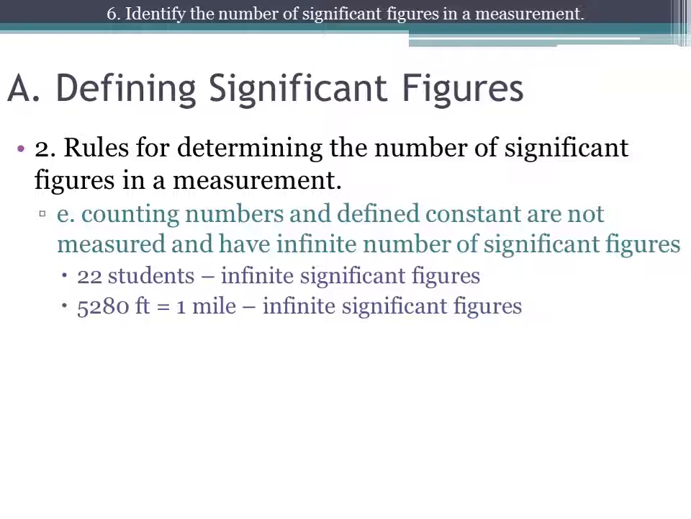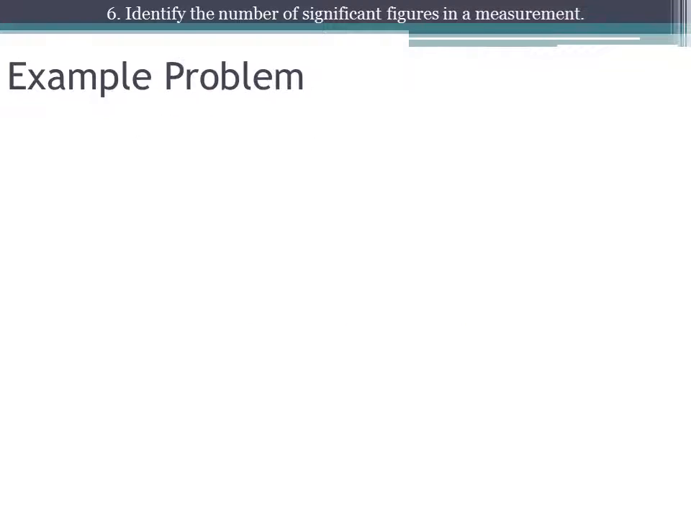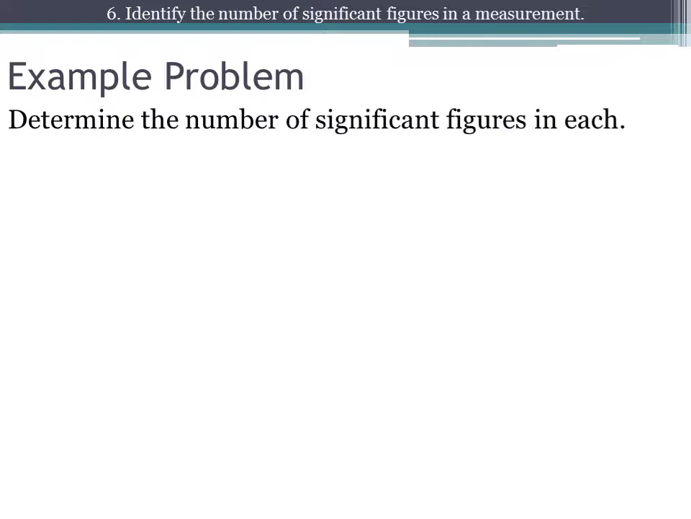Another example would be if we have a defined constant. We don't have to measure the number of feet in a mile. There are exactly 5,280 feet in 1 mile. Thus, it is infinite. We don't have to measure this value.